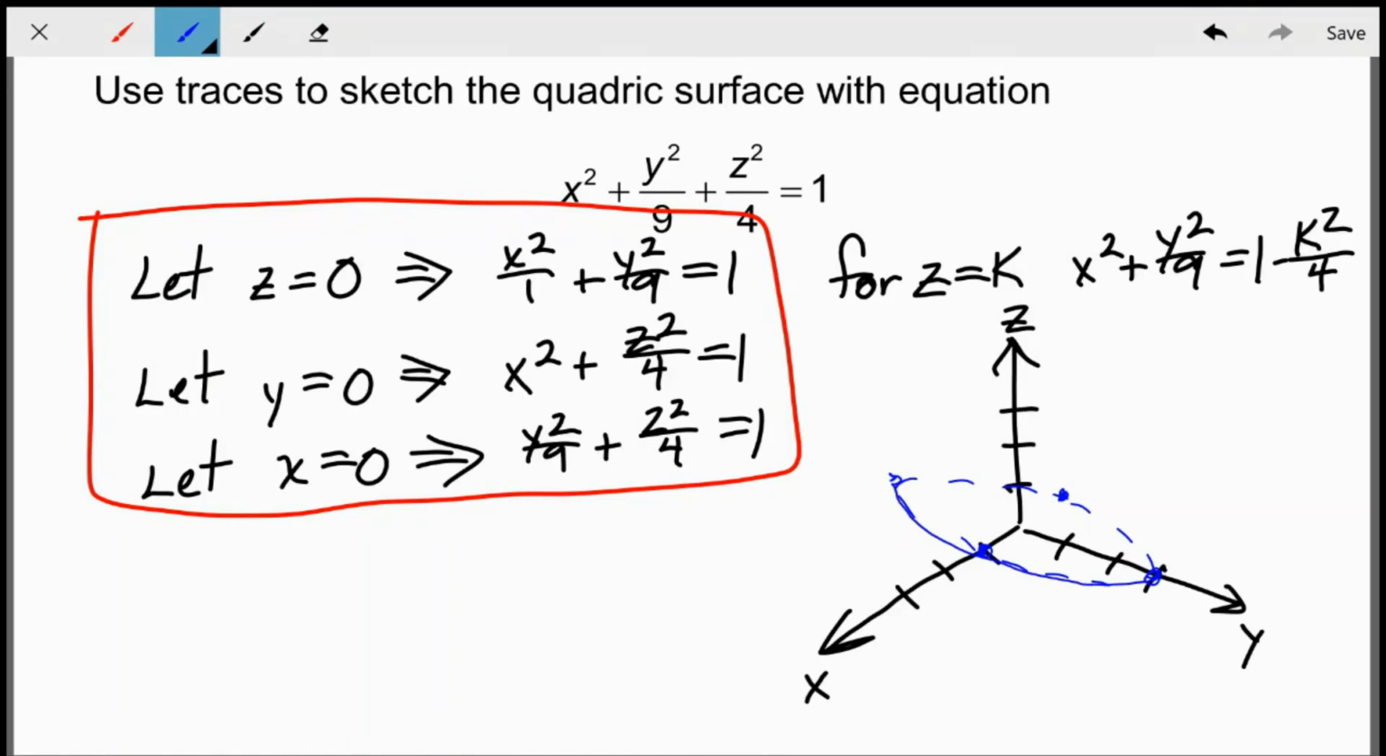Okay, so now I want to do the same thing with these other ones. Well, I have x squared plus z squared over 4 is equal to 1, and I also have y squared over 9 plus z squared over 4 is equal to 1. So I'm going to do the second one, x squared plus z squared over 4 is equal to 1. So I know I need to go 1 in the x direction, and in this case I would need to go 2 in the z direction.